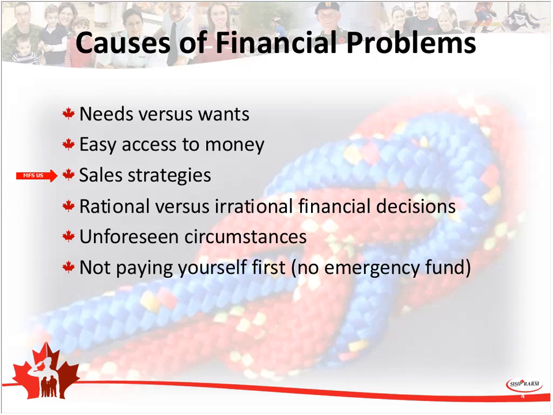Rational versus irrational financial decisions. That's kind of an emotional thing. Unforeseen circumstances. You can't always prepare or predict things that are going to happen. So definitely unforeseen circumstances can be a huge cause for financial problems. The best way to mitigate that is, of course, an emergency fund, right? Not paying yourself first. You know, that's where having an emergency fund will assist for those unforeseen circumstances.